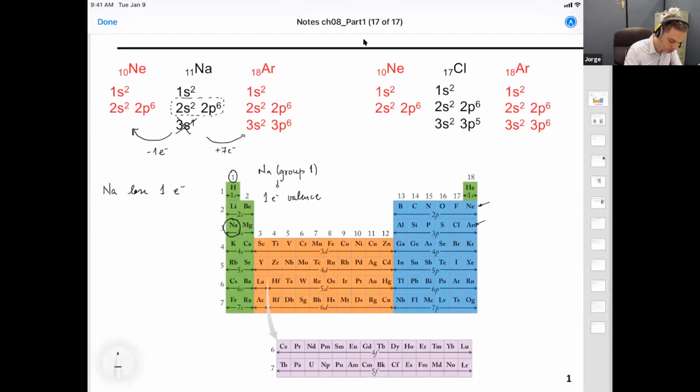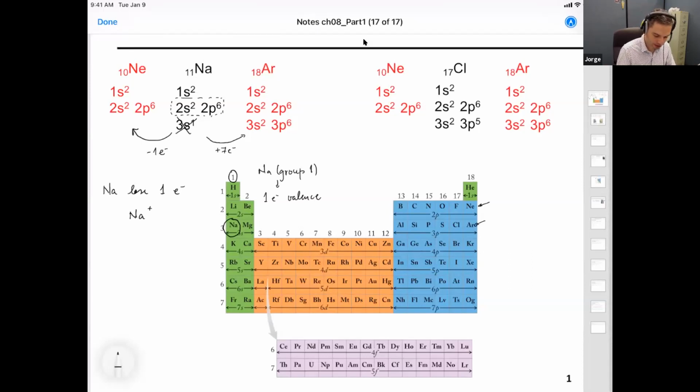When sodium loses one electron, it becomes 1+. Therefore, sodium plus is a stable electron configuration for this element. And sodium will look for a partner to combine with to achieve stability. For sodium, stability means we need to lose one electron to achieve the configuration of neon.